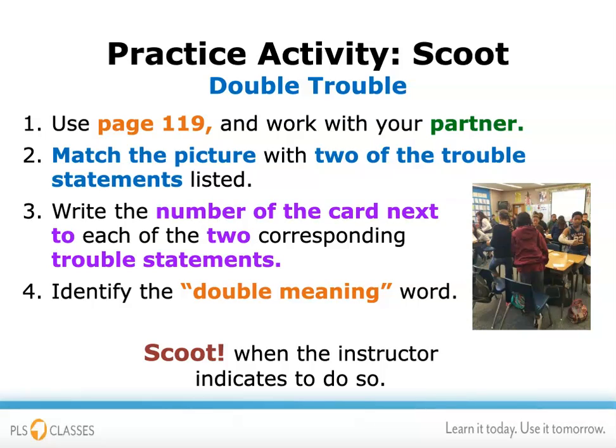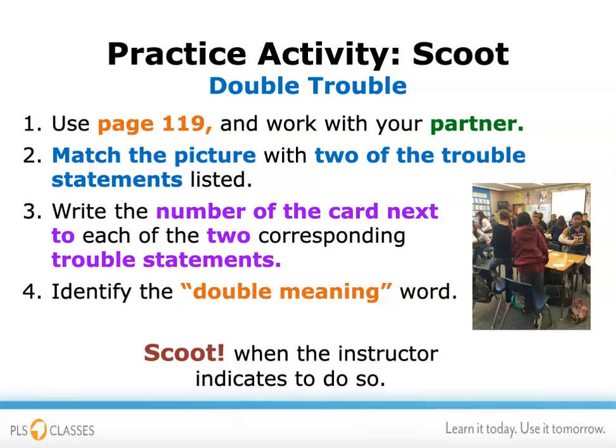You and your partner or partners will use the editable Google Doc assigned to your group for your answer sheet. Using the Google Slides presentation, your task is to match the person in the picture with 2 of the trouble statements listed as A through M on the double trouble answer sheet. Be sure to come to agreement on your answers. Write the card number next to each of the 2 corresponding trouble statements.